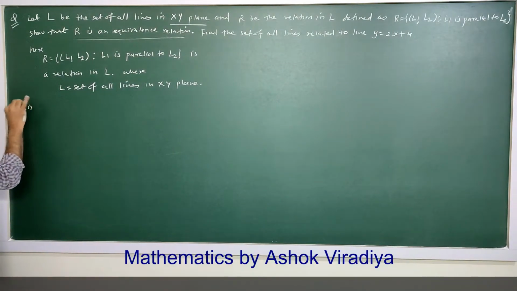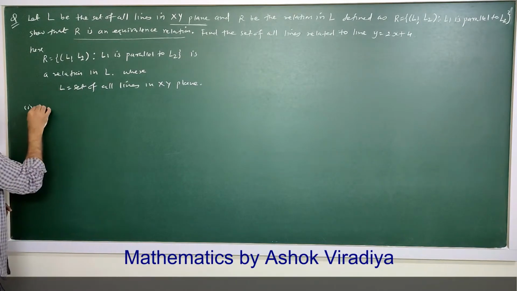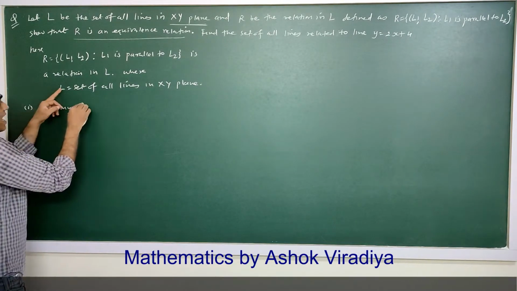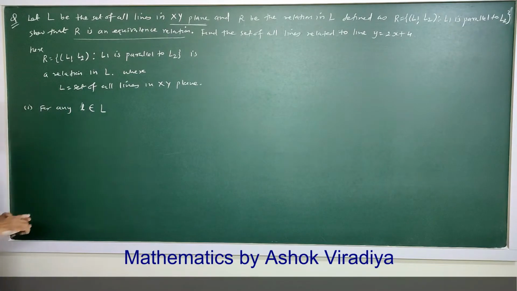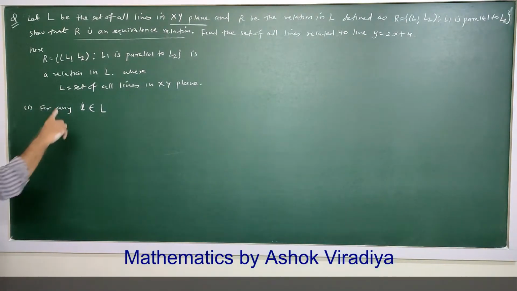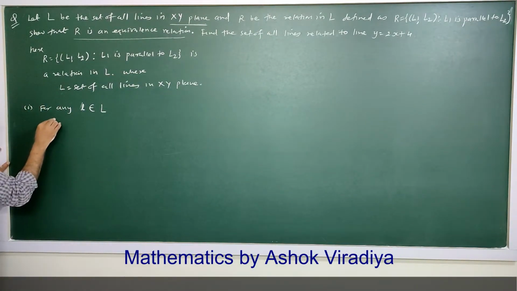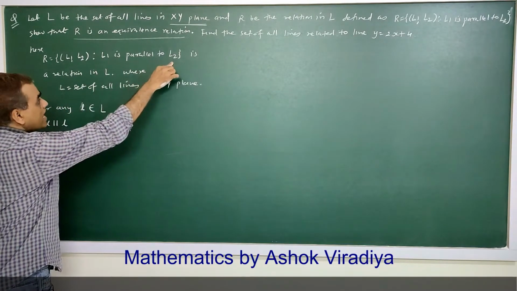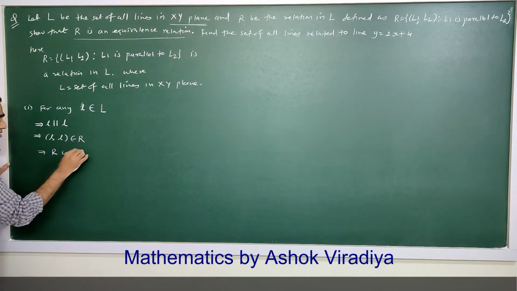So first property, reflexivity. We take any element from L: for any line L belonging to L, where L is the set of all lines in the xy plane. If we take any line L from this set, then L is parallel to L. It is true. And if L is parallel to L, that means (L, L) belongs to R. So R is a reflexive relation.